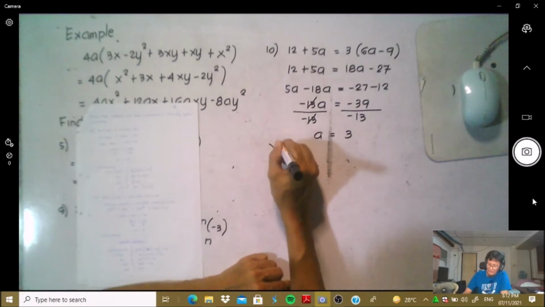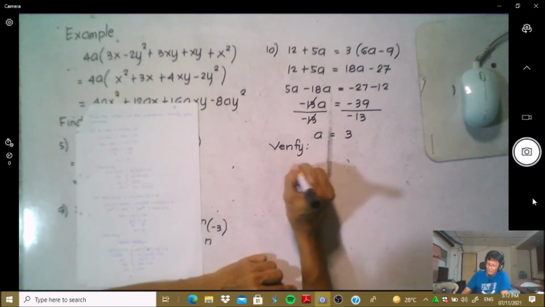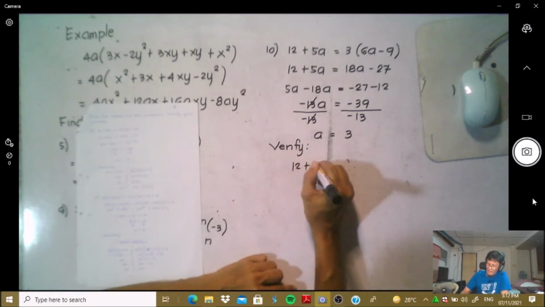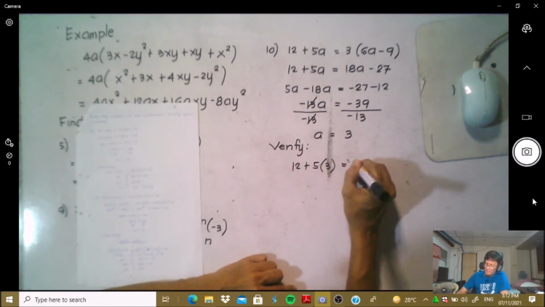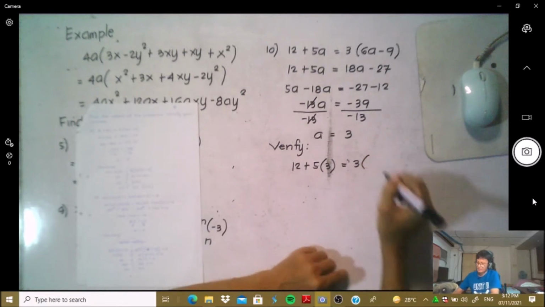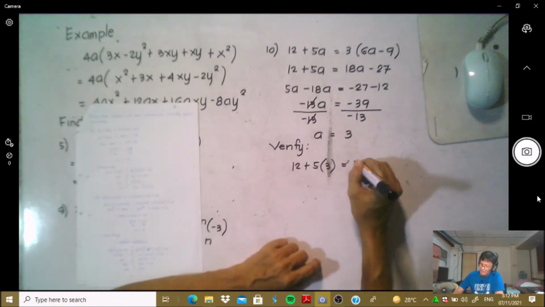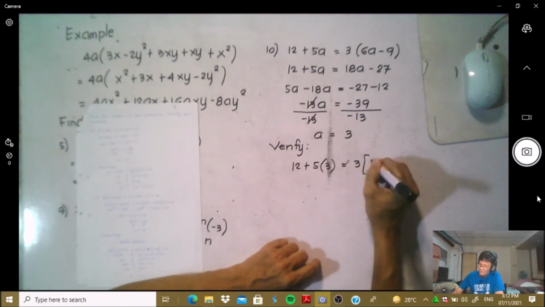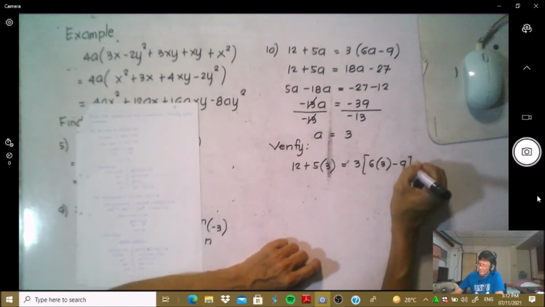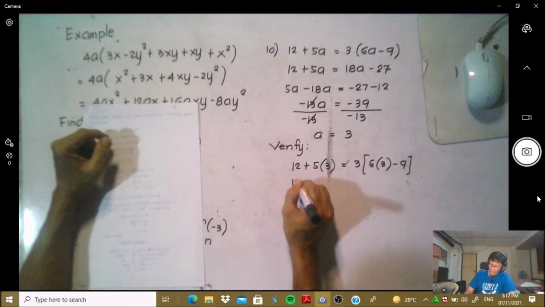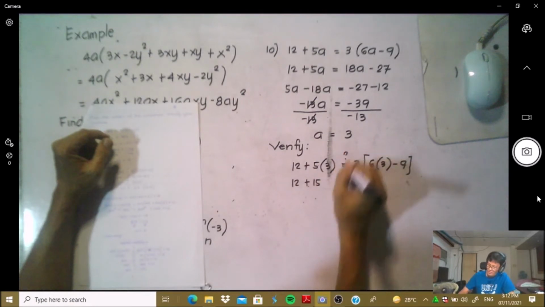So let's verify if that is correct. So we have 12 plus 5 multiplied by a, which is equal to 3, will be equal to 3 times the quantity. So let's use brackets first. So we have 3, then a bracket, 6 times a, which is equal to 3, minus 9. Okay, so we have 12 plus 15, but we have to write here a question mark.